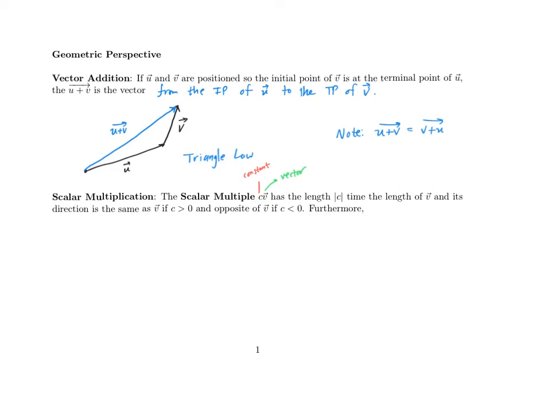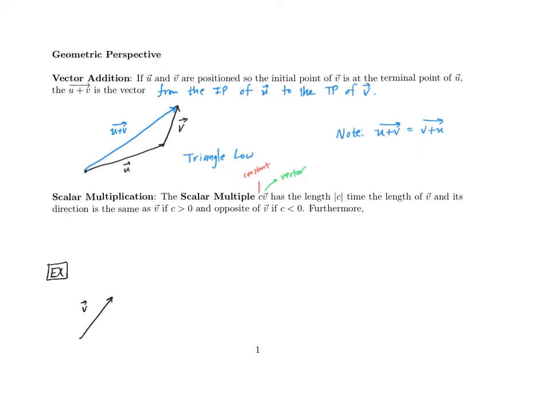If I want to describe to you what this new vector cv would look like, I need to tell you what its length is and what its direction is. Its length is going to be the absolute value of c times the length of v. This absolute value of c is really just ensuring that its length is a positive quantity. Its direction is the same as v if the constant is positive, and the opposite of v if the constant is negative. I'm going to come back in a moment after our example and add in a few more details here.